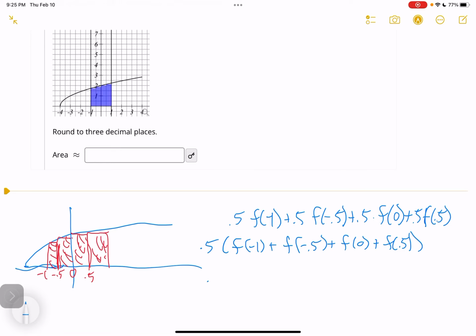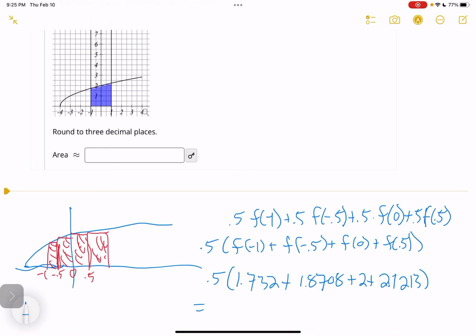And I'll get these values here. I just plug them in. F of -1 is going to be the square root of 3, so we're going to round that to 1.732. F of -0.5 is the square root of 3.5, so it's going to be 1.8708. F of 0 is going to be 0 plus 4 is 4, so the square root of 4 is 2. And f of 0.5 is going to be square root of 4.5, so that's going to be 2.1213.